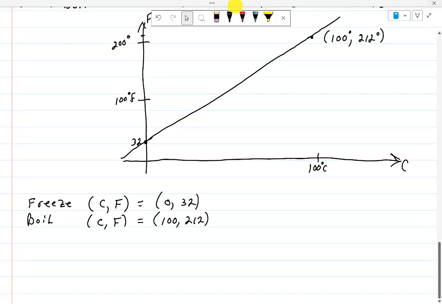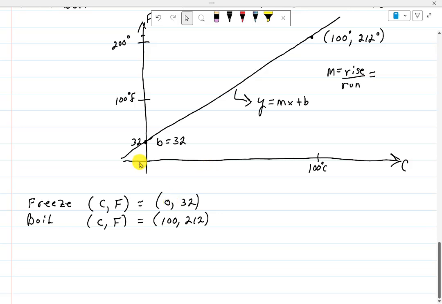And so I want to get an equation for this line. That means y equals mx plus b. We already have the b. That's where it crosses the y-axis. So b equals 32. The m is a little different. The m equals what's called rise over run.